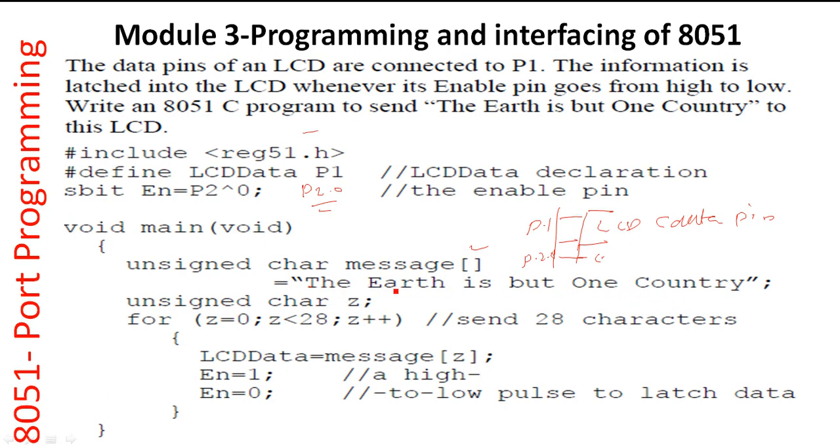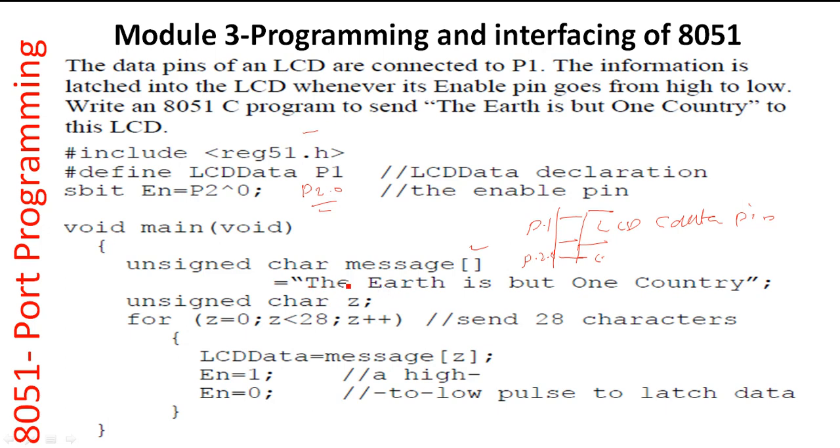So who will decide? The assembler or compiler will decide where to store this character string. Then, unsigned character Z. We cannot send the whole message at one time. Instead, we will be sending it character by character. For that, we need to know how many characters are there in our message.